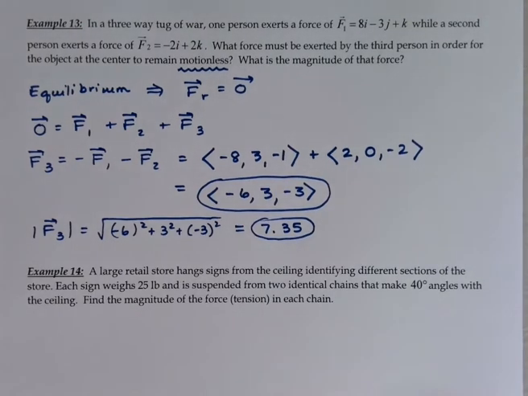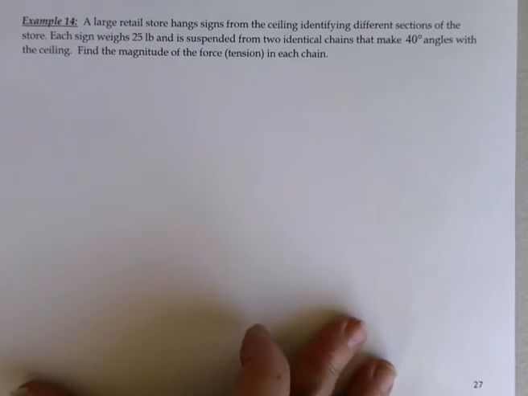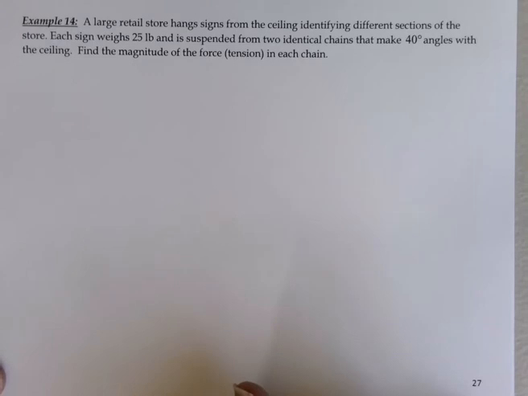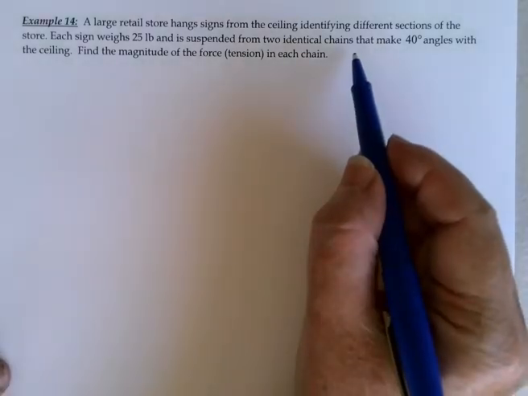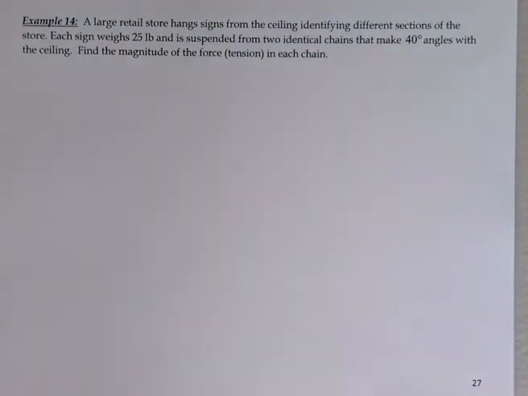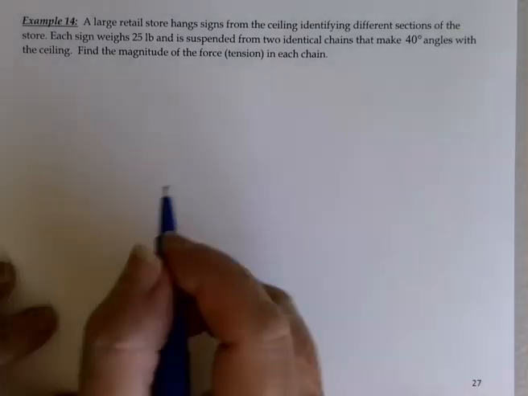All right, in example 14, a large retail store hangs signs from the ceiling identifying the different sections of the store. Each sign weighs 25 pounds and is suspended from two identical chains that make 40-degree angles with the ceiling. Find the magnitude of the force, also called the tension, in each chain. All right, so let's sketch this situation.